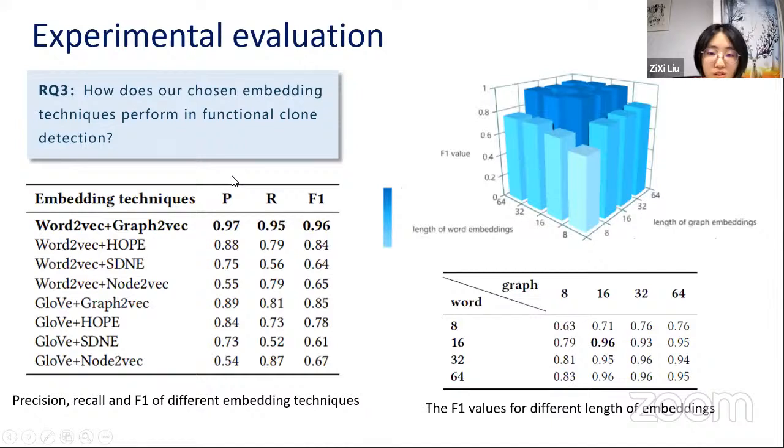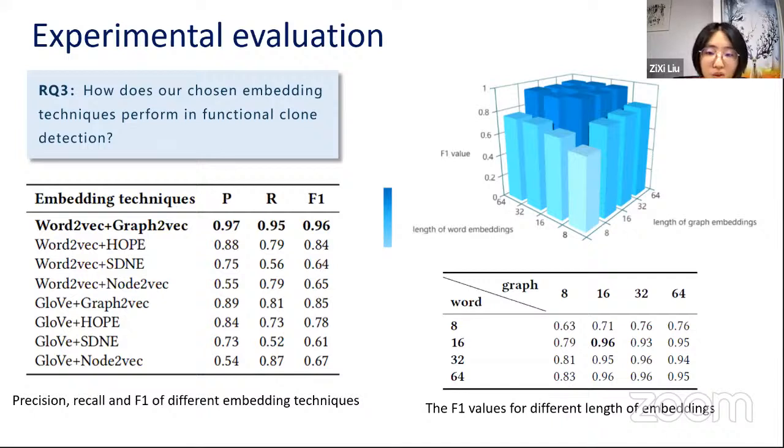The third research question is: how do our chosen embedding techniques perform in functional clone detection? We evaluate this problem from two perspectives. On the one hand, we compared different word embedding and graph embedding techniques. The results are shown in the table on the left. It turns out that word-to-vector and graph-to-vector is the best combination.